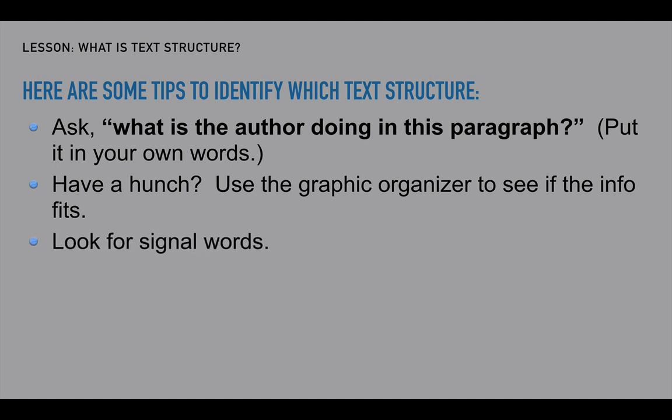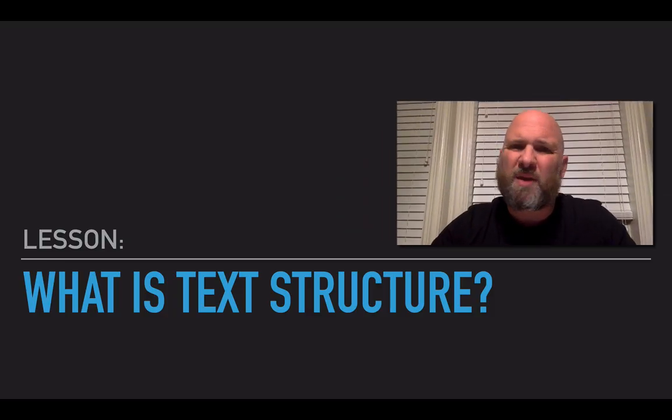Look for signal words as well. Text structures sometimes are difficult to understand, but I think it's important to, as you read it, gather information, find out what you know, figure out which graphic organizer it fits into, and which signal words are signaling a cause and effect or problem and solution. And if you need to, refer back to this video, and it will give you some basics on how to identify text structure. Thank you.